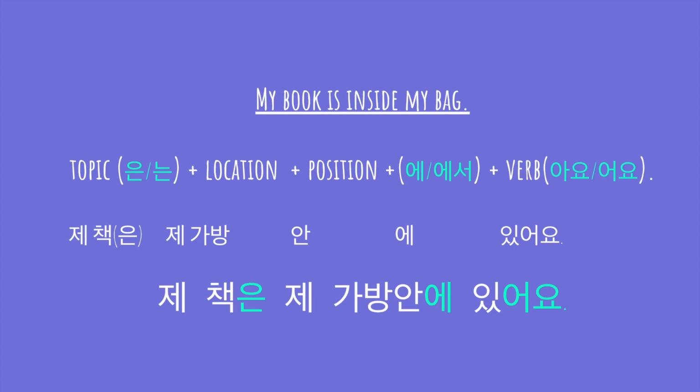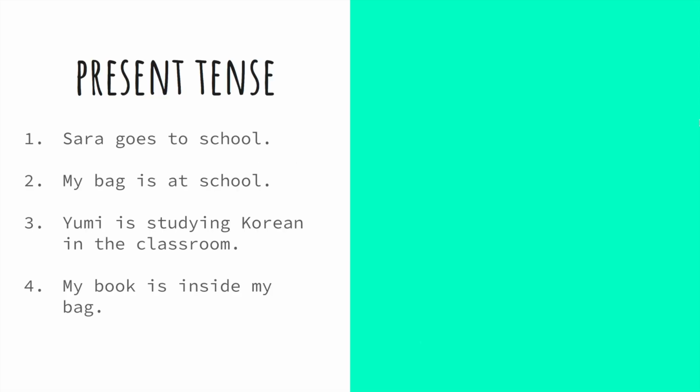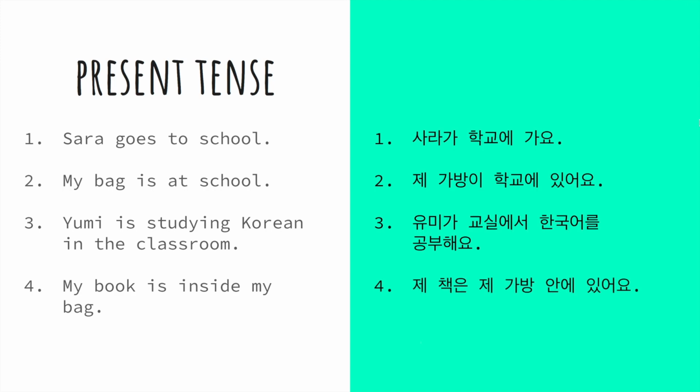My book is inside my bag. We have the topic particle attached to the topic, and then we have the location and then the position, and the locative particle is attached to the position, and then we have the verb and the conjugation. 제 책은 제 가방 안에 있어요. 사라가 학교에 가요. 제 가방이 학교에 있어요. 유미가 교실에서 한국어를 공부해요. 제 책은 제 가방 안에 있어요.